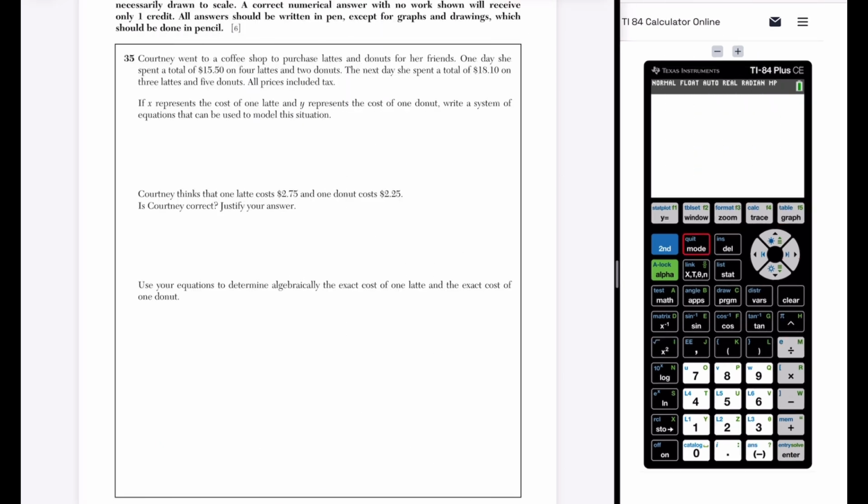Okay, we're up to the very last problem, which is usually a systems of equations. It's our 6-point problem. Lots of nuances here, lots of places where you can make errors, so let's read it very carefully. Courtney went to the coffee shop to purchase lattes and donuts for her friends.